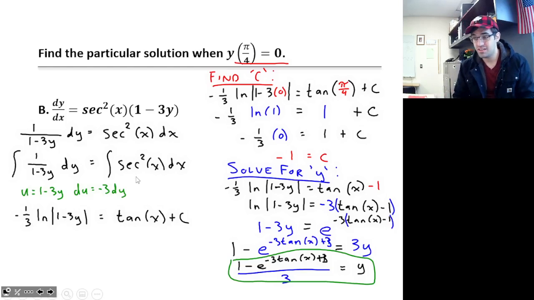I know that the derivative of tangent is secant squared, so the antiderivative of secant squared will just be tangent. And then we'll slap on our plus c. We have an initial condition. Pi over 4, 0 is on our original function curve. So I'm going to plug in pi over 4 for x and 0 for y, and we can solve for c.